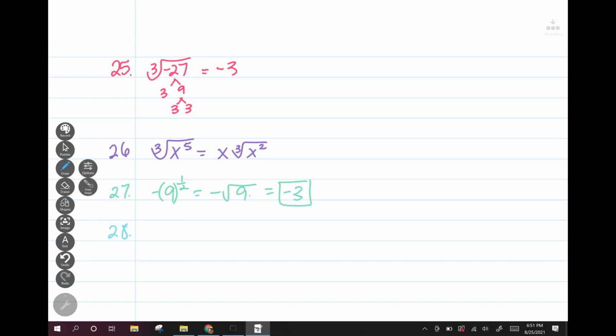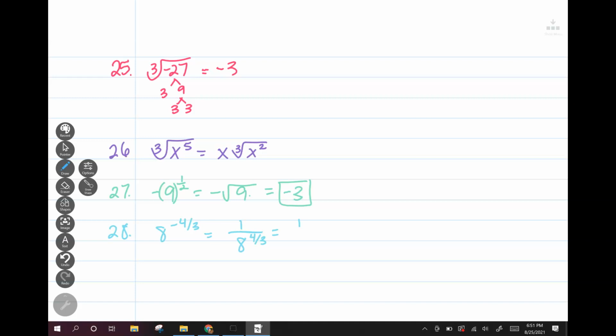28. I've got 8 to the negative 4/3. Okay, this is a negative exponent, so let's go ahead and move that 8 to the denominator. So 1 over 8. You could either put the 4/3 like right here, or you could put it in the bottom with the 8. It doesn't matter either way. Just make sure you don't flip the exponent. You never flip the exponent, always flip the base if you're trying to get rid of that negative.